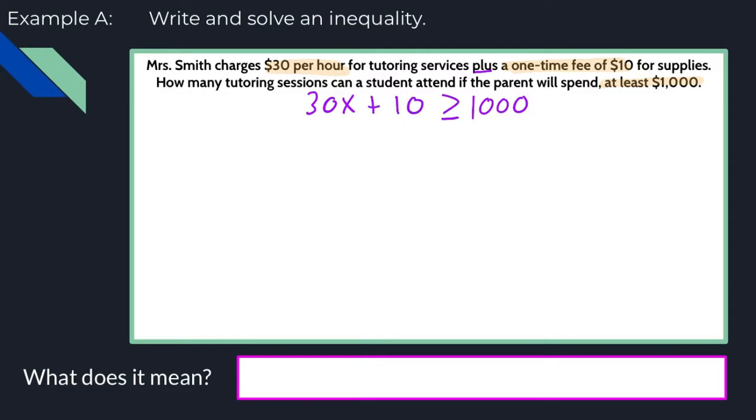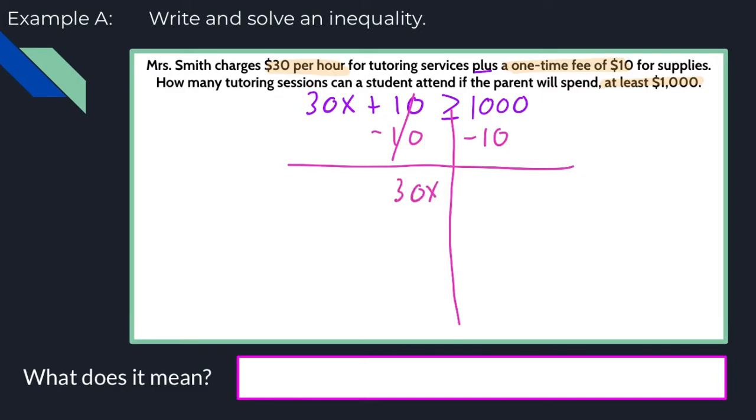Now we've made our inequality, the next thing we need to do is solve. We're going to draw our wall down from our inequality symbol, and subtract 10 from both sides to get rid of our constants. Positive 10 and negative 10 are going to cancel. Bring down our 30x. We didn't multiply or divide by a negative, so our sign stays the same. 1,000 minus 10 is going to be 990.